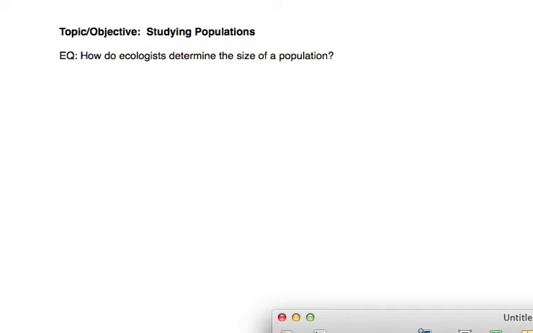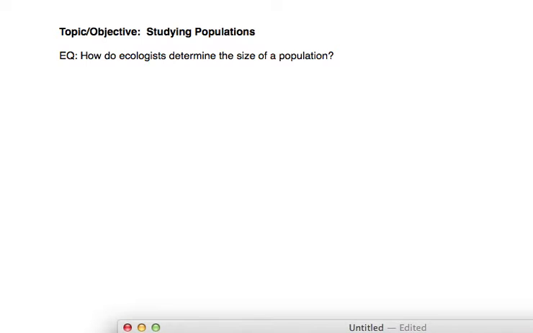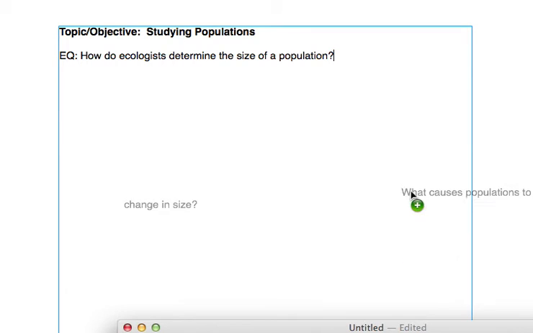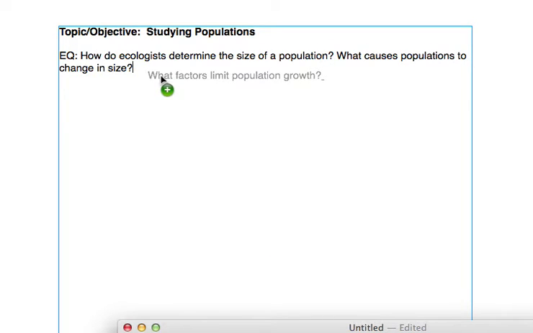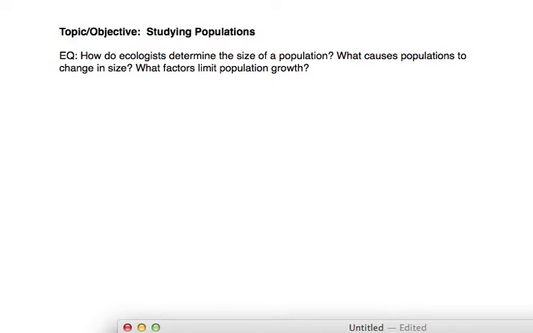The next question is, what causes populations to change in size? How come they grow? How come they shrink? So what causes populations to change in size? And the last question is, what factors limit population growth? So what are the things that keep a population from continuing to grow without stopping?